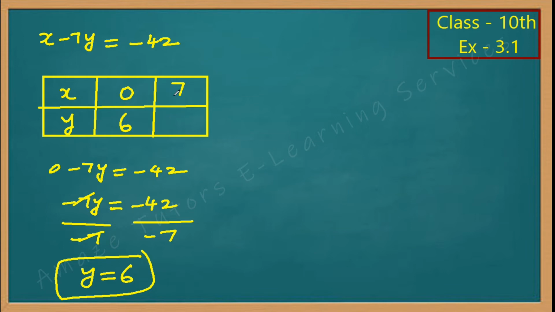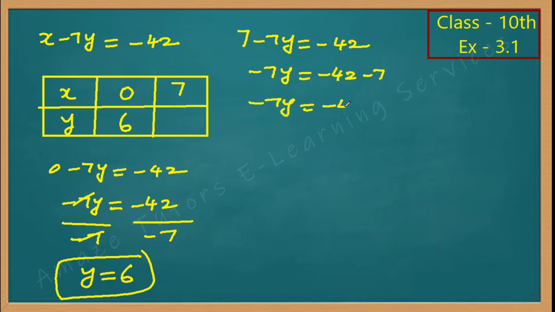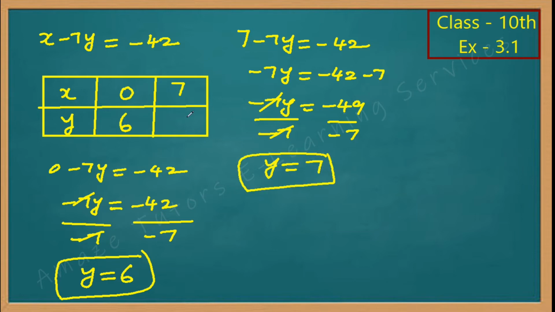Now I'm going to substitute x is equal to 7. 7 minus 7y is equal to minus 42. Take 7 to the other side, minus 7. Minus 42 minus 7 is equal to minus 49. Again divide by 7, negative 7. y is equal to, 7 sevens are 49, positive 7.